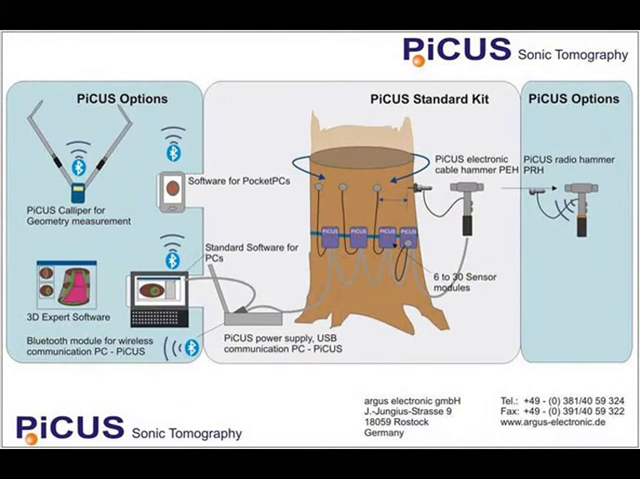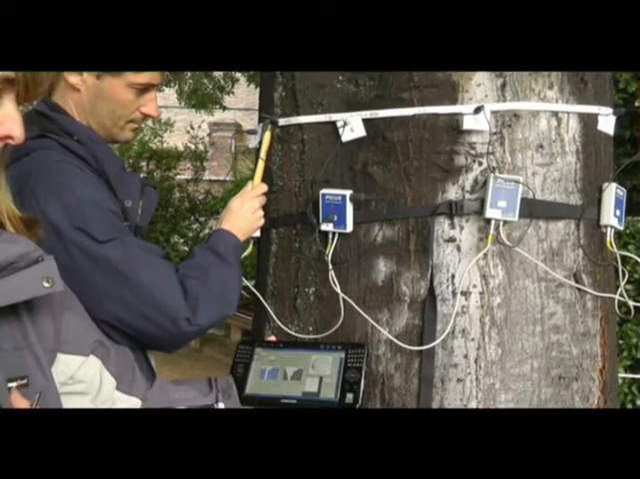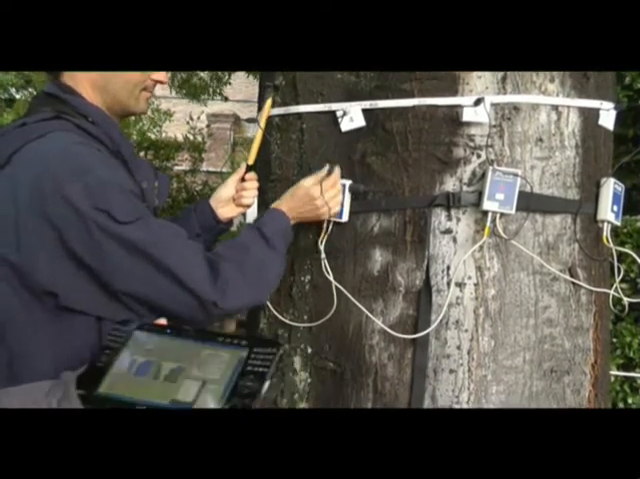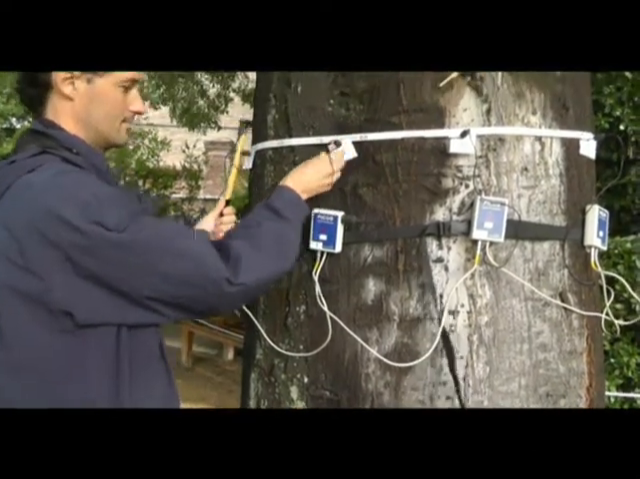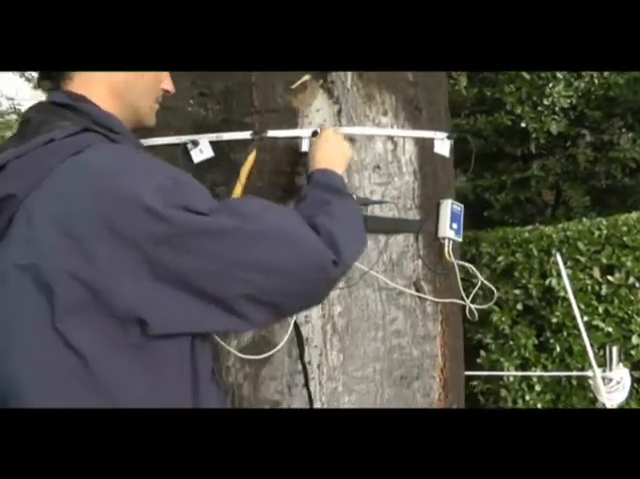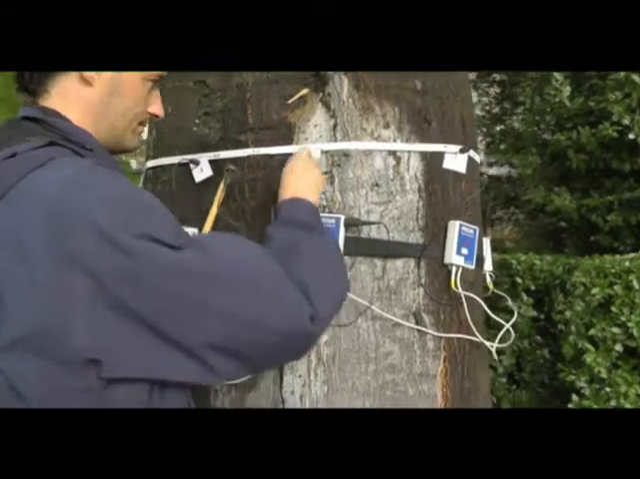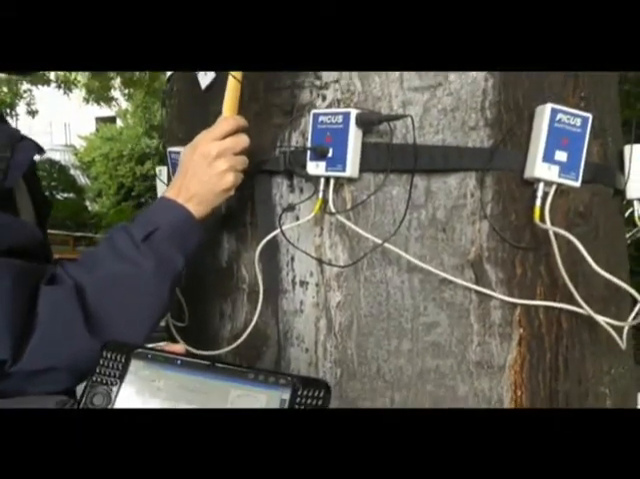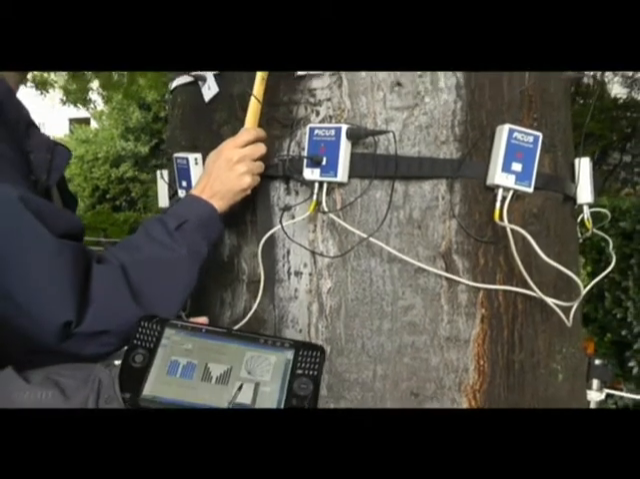The sonic tomograph consists of a set of sensors connected to an electronic unit and to a pocket PC with the software. Sensors are placed around the tree. Each sensor is connected to a pin or nail which is tapped into contact with the wood. The sonic impulse is generated manually by knocking with a small hammer.